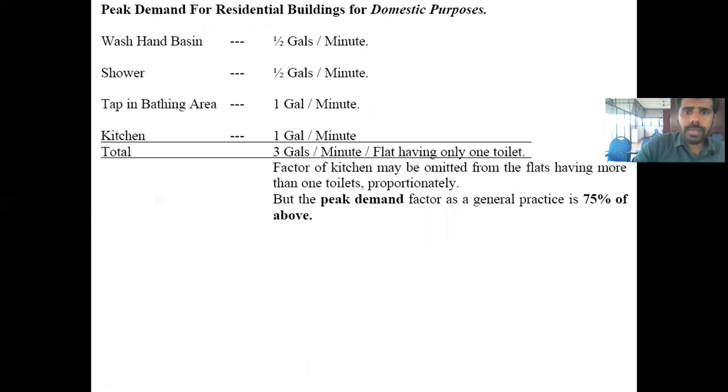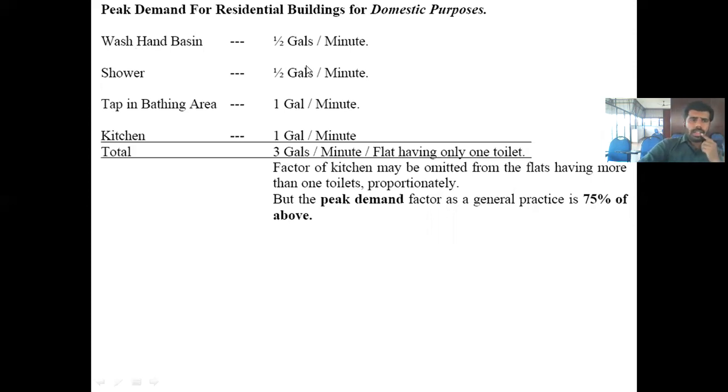Okay, so the peak demand for a residential building for domestic purpose, for a wash hand basin or wash basin, its flow is half gallons per minute. Okay, 1 gallon is equal to 3.785 liter. So it says that for wash basin it is half gallons per minute is the flow. For shower also half gallons per minute. Its flow rate is being given.